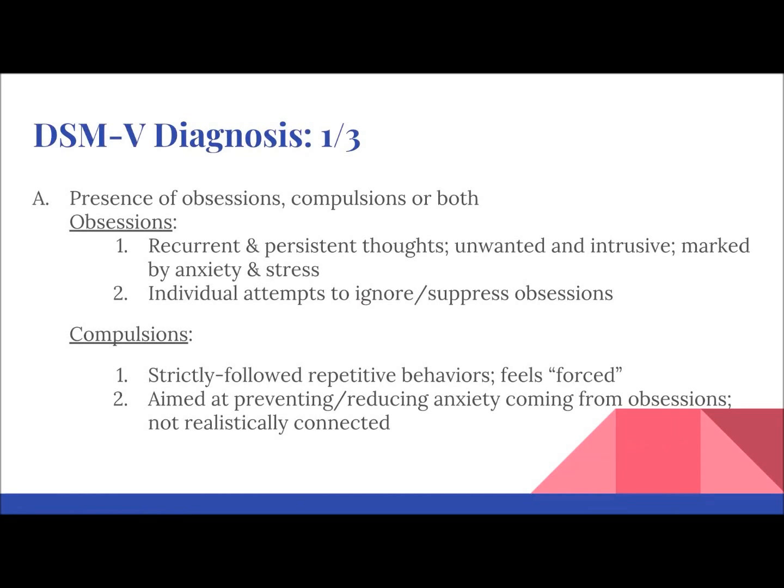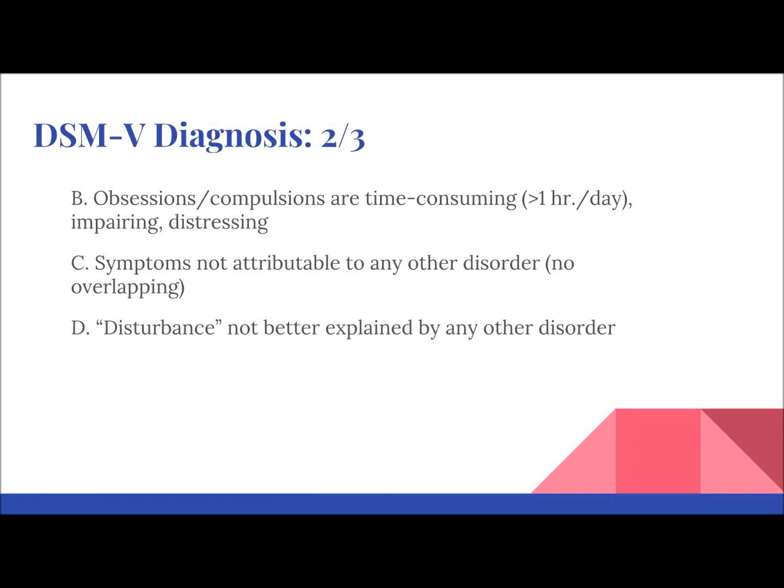Alright, so the DSM-V diagnosis for OCD involves either obsessions or compulsions or both acting up in the individual's life. Obsessions would be pretty much the definitions we already went over. There are 3 other criteria. Obsessions and compulsions have to be time-consuming, they have to be impairing, they have to be taking up parts of their life and affecting them in a significant way. Symptoms also must be not attributable to any other disorder, as well as the disturbance can't be better explained by any other disorder.